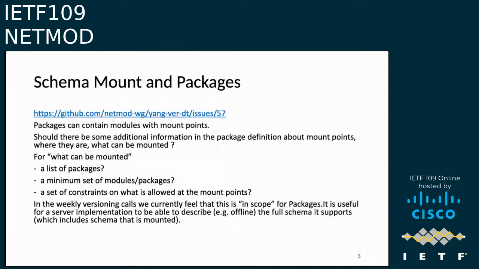And then for the open issues, we mainly have four. The first one is schema mount and packages. We think a package can contain modules with mount points, and there should be additional information for the package to carry some mount point information, like a list of packages that could be mounted on the mount point. But currently we are still in the discussion about that. So we would like to hear more feedback from the working group, on the mailing list or right now, which would be appreciated. And next, please.